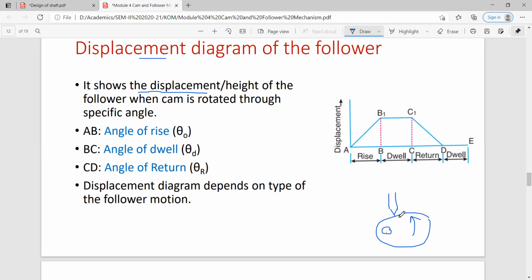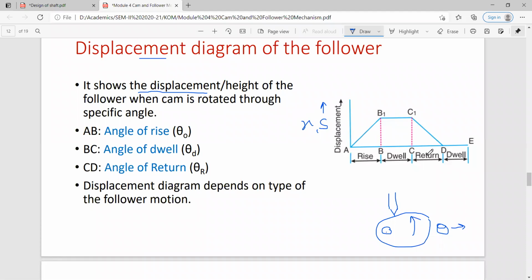As the cam rotates, this follower will lift. At a particular angle theta, what is the lift or height or displacement of the follower from its lowest position is shown with the help of this displacement diagram. On the displacement diagram, on one axis you have the distance as displacement of the follower, s or x, whatever.